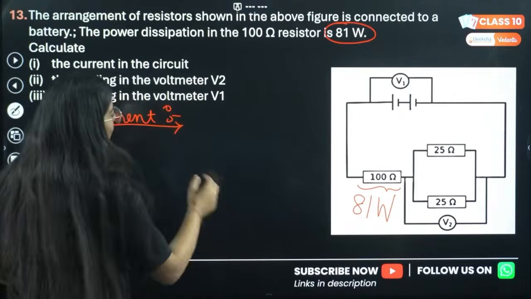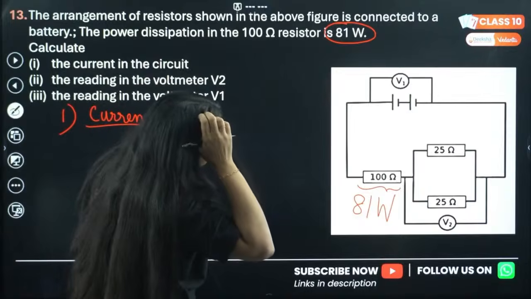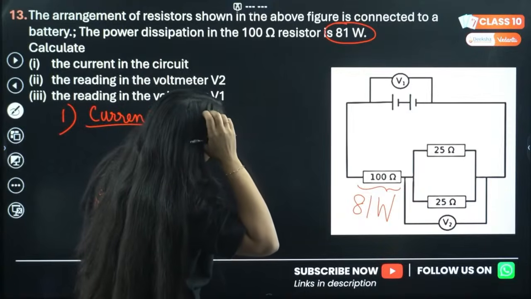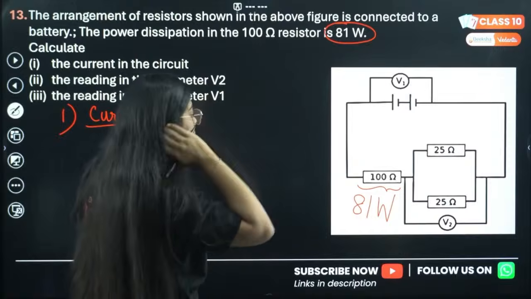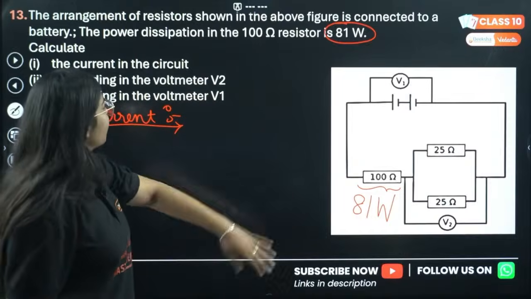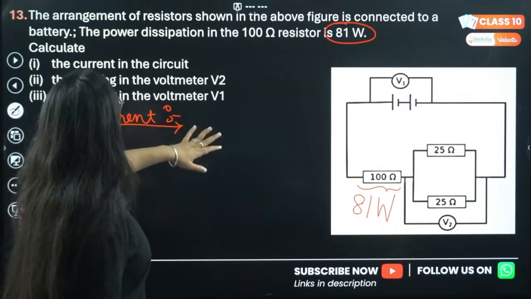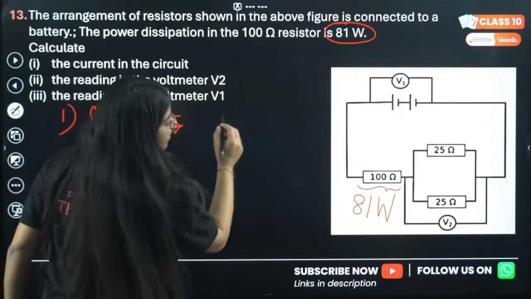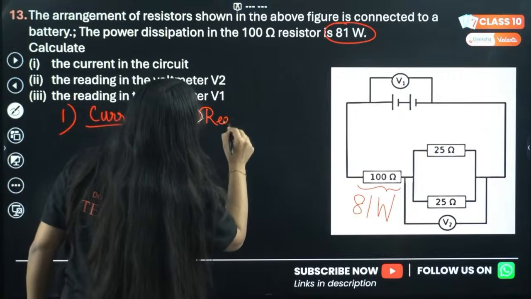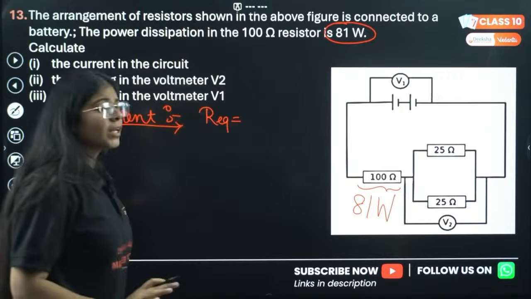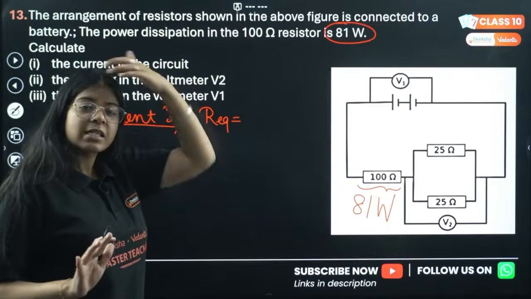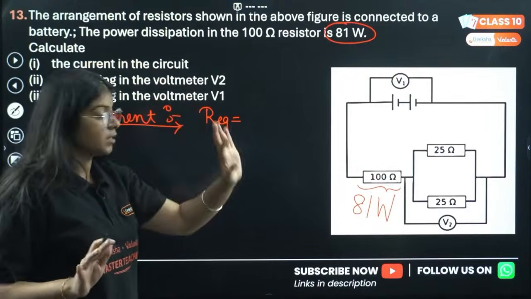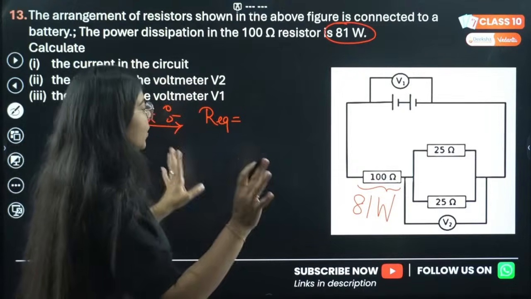Correct? Now, what I can do in this case, can I just find from V square by R the whole P? Okay, let's find the equivalent resistance first. Let's be done with the equivalent resistance. If you have any question which includes multiple resistances, first find the equivalent resistance. After that, we'll see what kind of formula we are using.